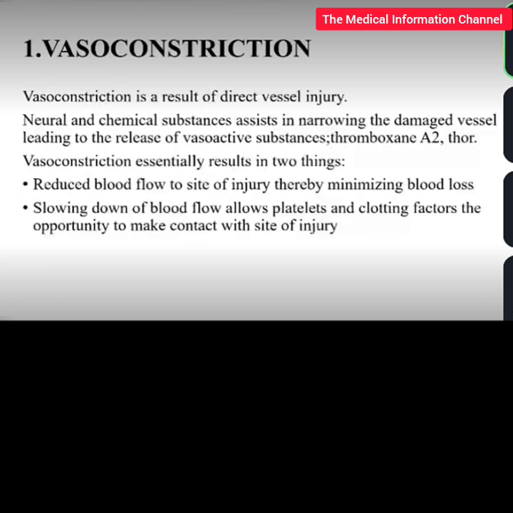So vasoconstriction is basically a result of direct vessel injury. So there are neural and chemical substances which are released, which help narrow the damaged vessels, which now leads to the release of vascular substances like thromboxane A2 and thrombin. So it essentially results in two things: reduced blood flow to the site of injury, thereby minimizing blood loss, and slowing down of blood flow, which allows platelets and clotting factors the opportunity to make contact with the site of injury.